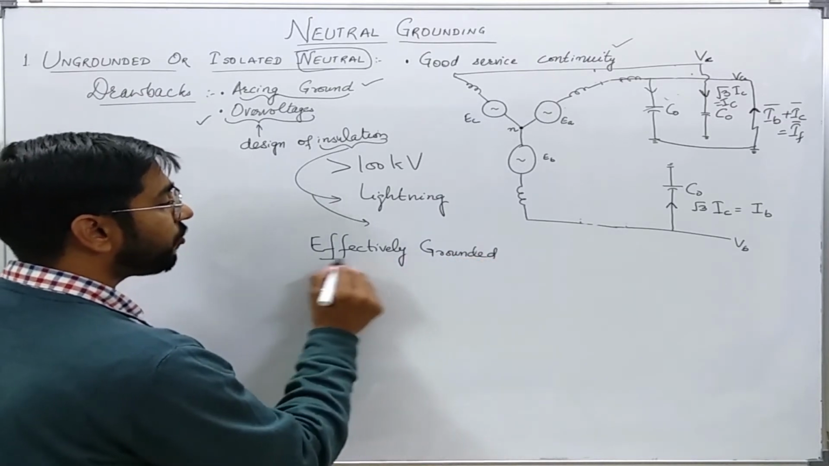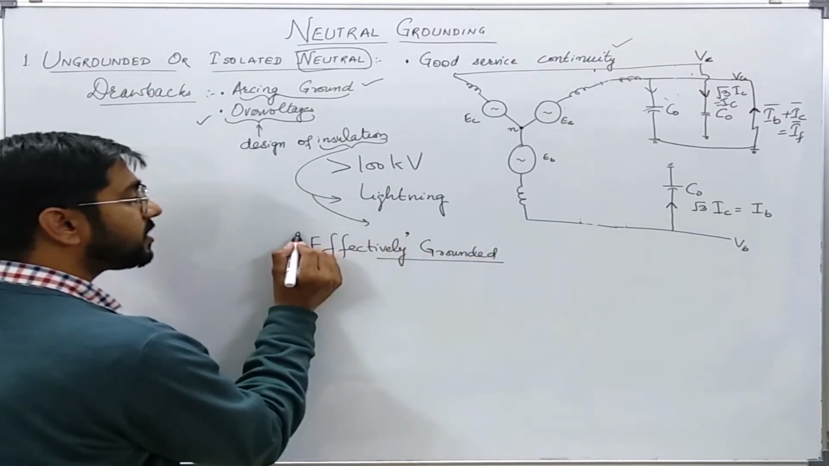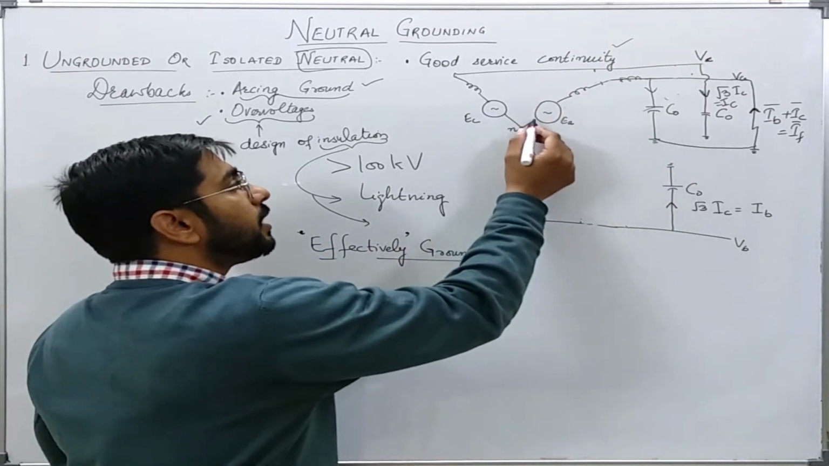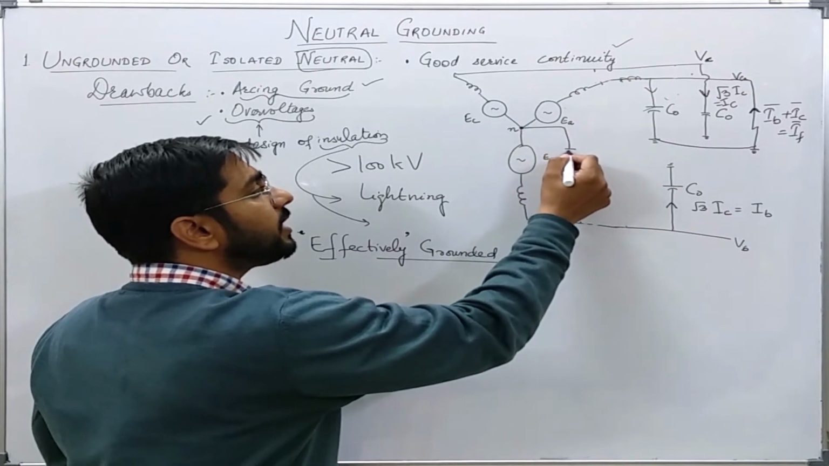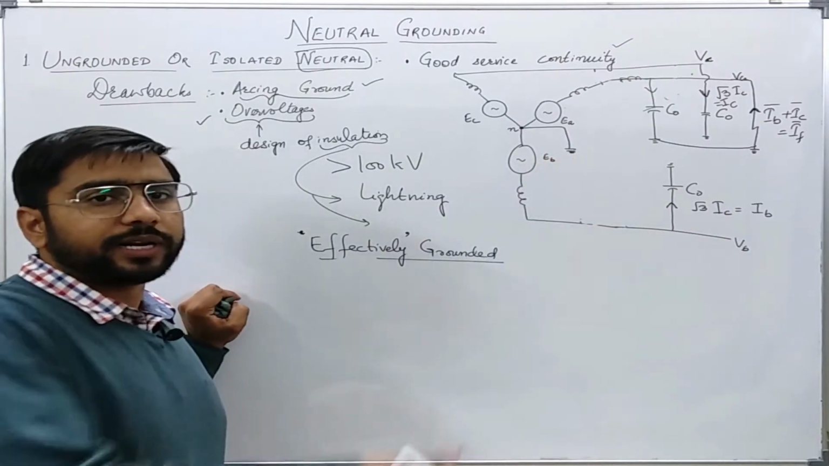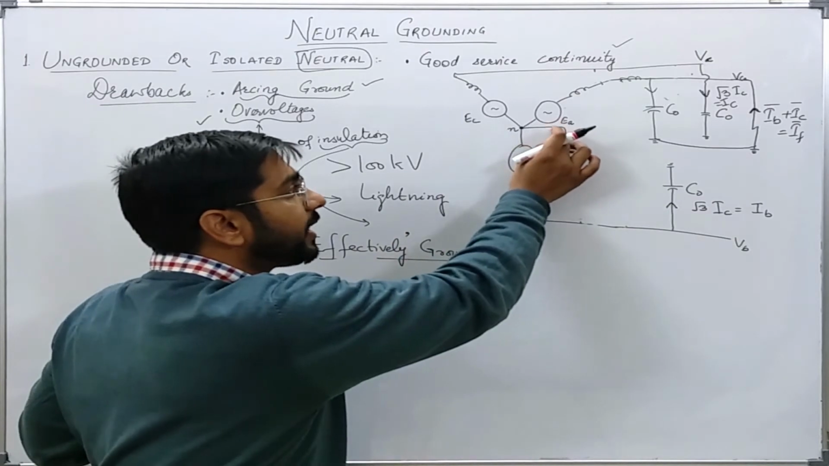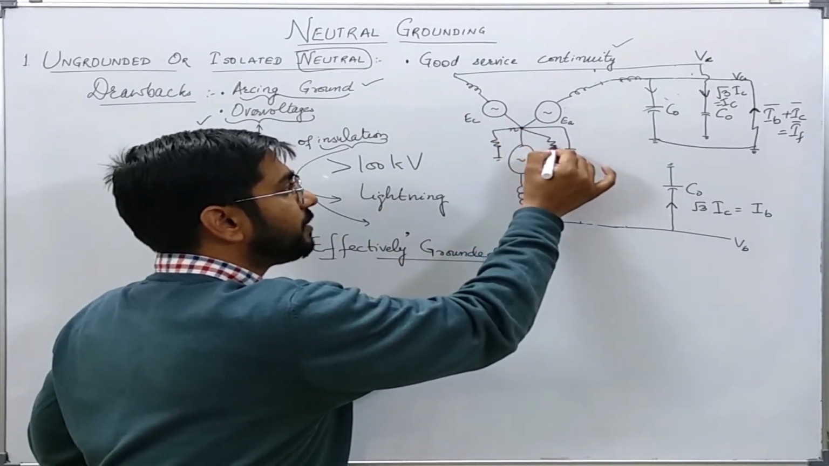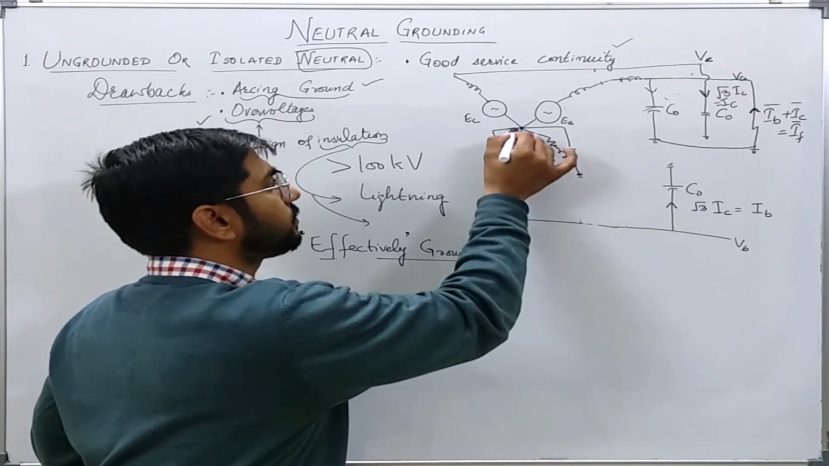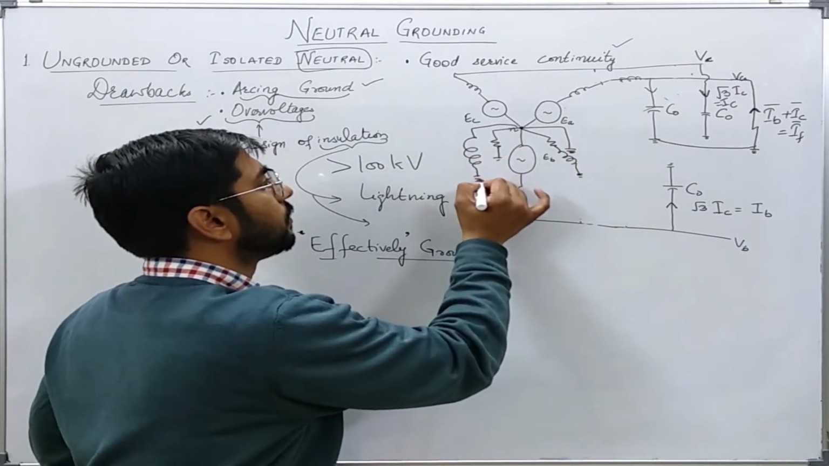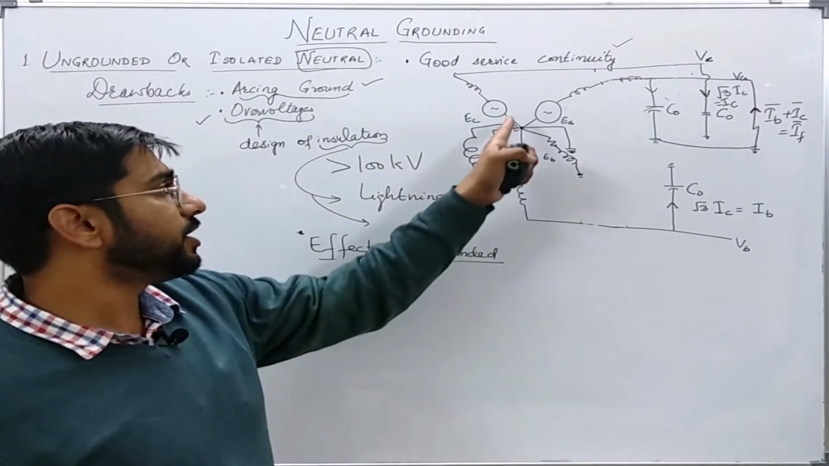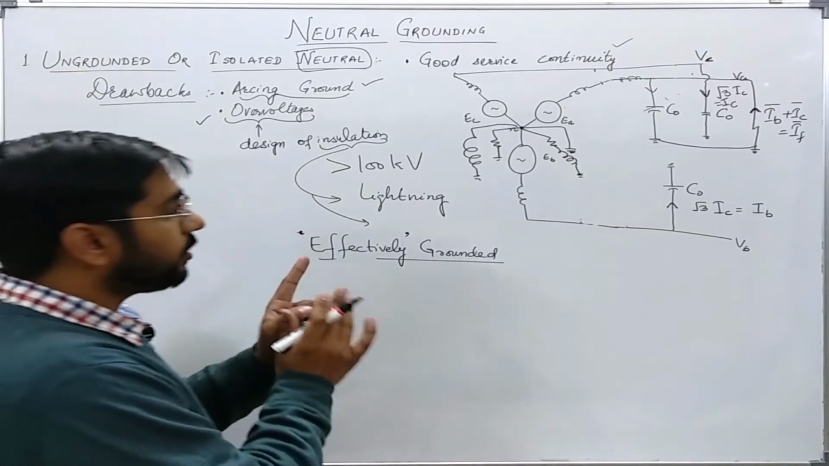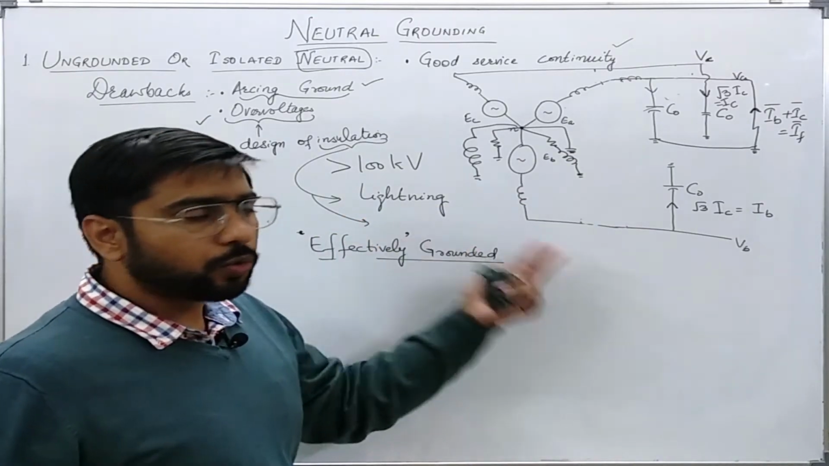Now, what is the meaning of effectively grounded? What does this effectively mean? It means that no matter what kind of connection the neutral has to the ground, whether it is a solid connection or through some resistance or reactance or impedance, no matter what kind of connection the neutral has with respect to ground, this should satisfy two criteria.